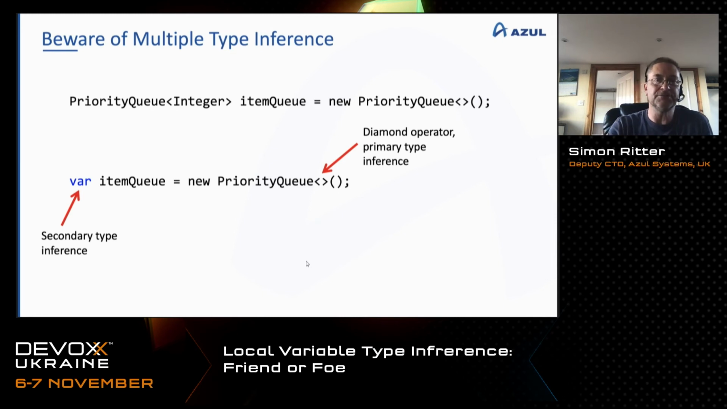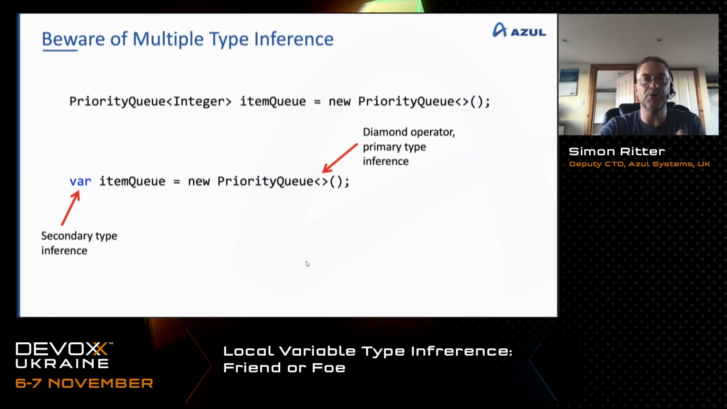When you try and use item q as a priority queue of integers, your code will not work. So this is a situation where we've got double type inference and the code is potentially going to break. I have to say this is one situation where I think the design of local variable type inference didn't do the right thing. At the very minimum, the compiler should issue a warning about this. And realistically, it should issue an error because it should say, I can't infer the type of this.